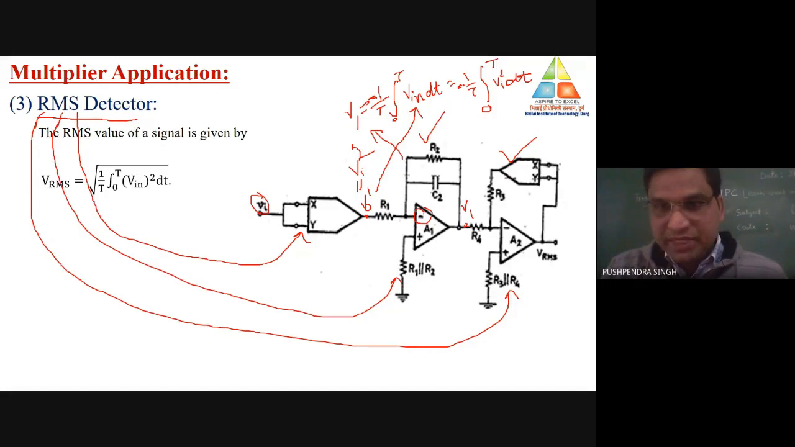So as per the constraint, as I just told you, in case of the square rooting circuit the input voltage must be negative. So here also we are getting the negative voltage. How? Minus of 1 by T, integration from 0 to T, Vin square into dt. So if it is negative, you don't need to use a diode here. That is why the diode is not connected in the circuit here.